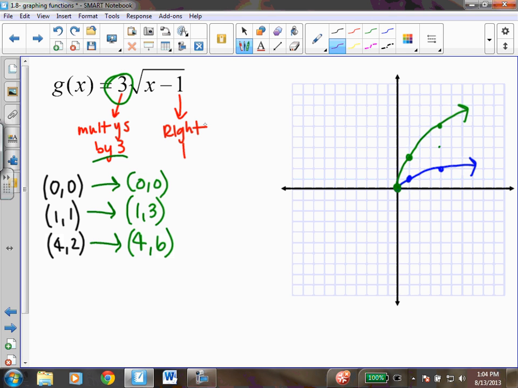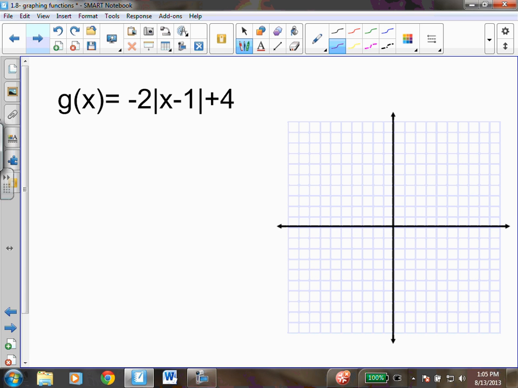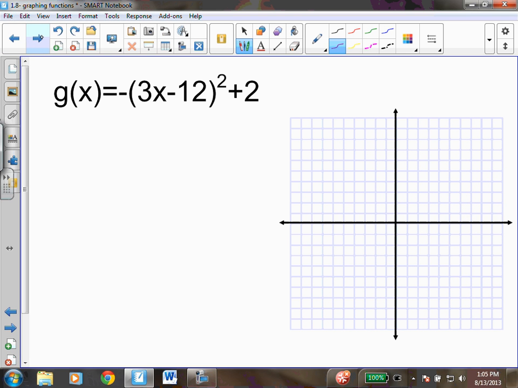And finally my shift. I'm going to the right one, so that means that I'm shifting every point in my stretch graph, in my green graph, over 1. So my final graph would be my purple graph. So it's important. Parent function first, then stretch, then shift. Let's try another example. We'll do this one.